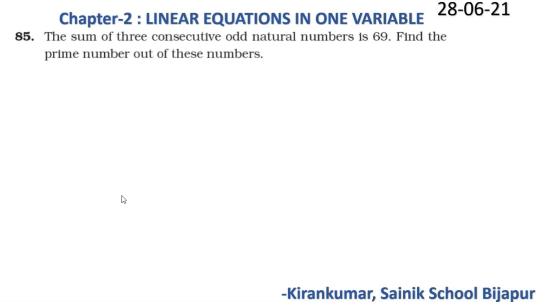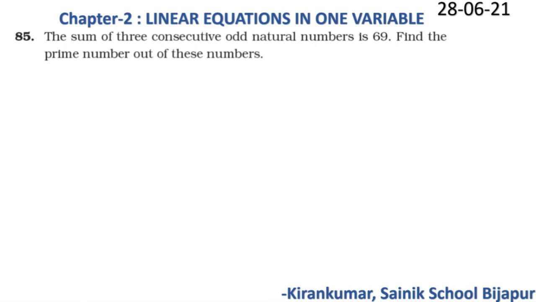Hello students, let us continue this session on linear equation in one variable. We had solved 84 questions. Now the 85th question: the sum of three consecutive odd natural numbers is 69. Find the prime number out of these numbers.